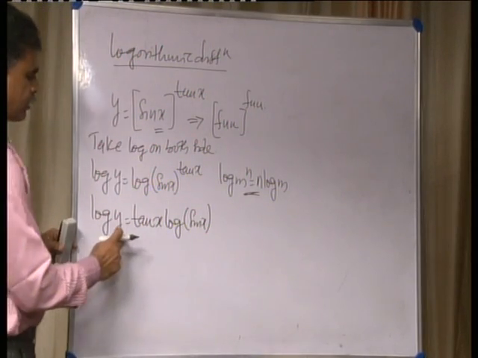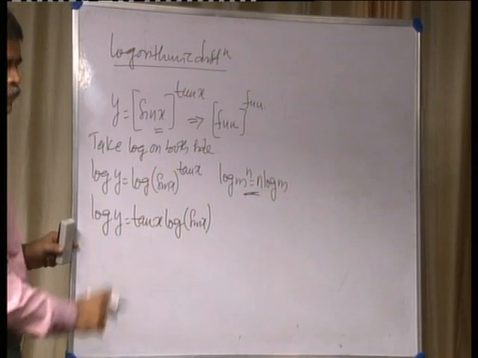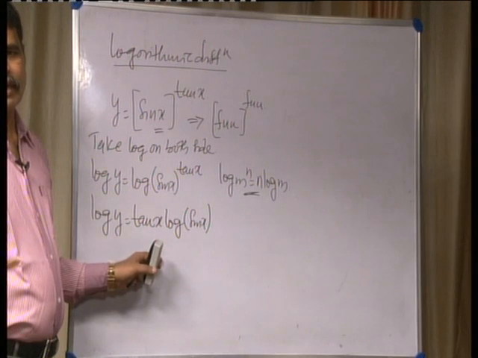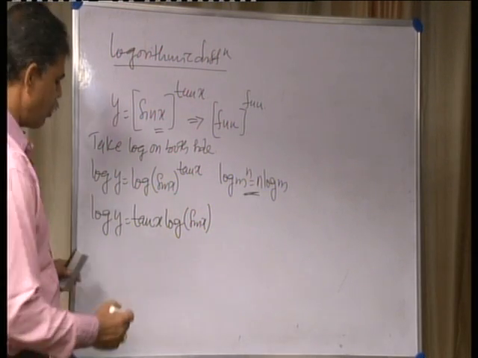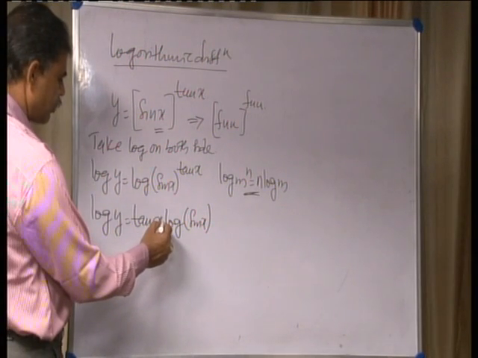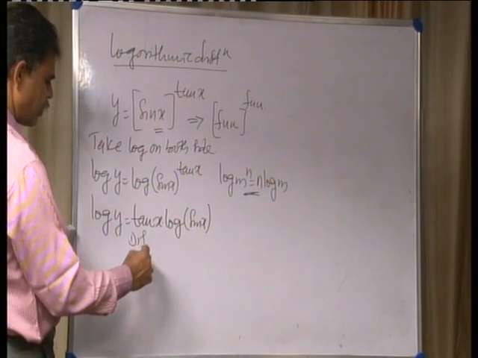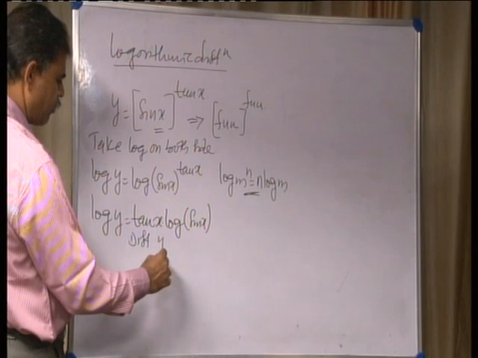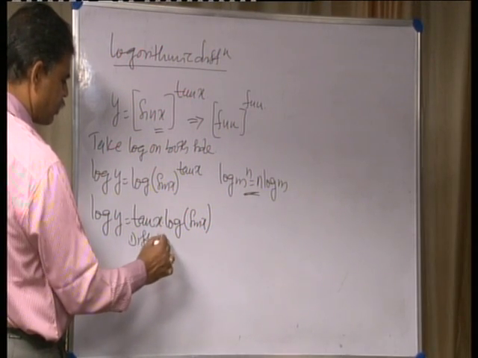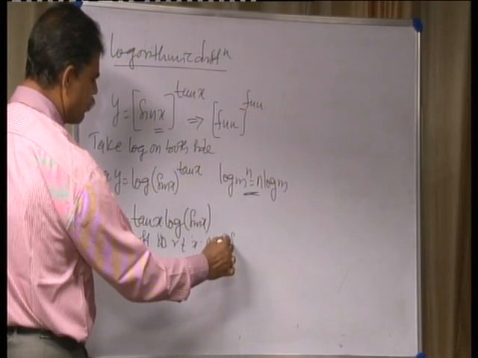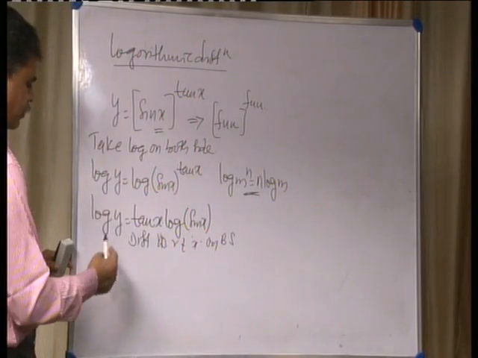See, this is differentiable. It is an implicit function. Log y is equal to tan x into log of sin x. Therefore, differentiate with respect to x on both sides. Differentiation of log y is what?